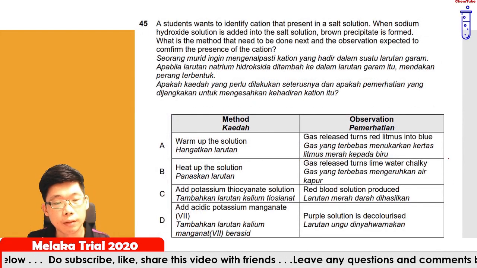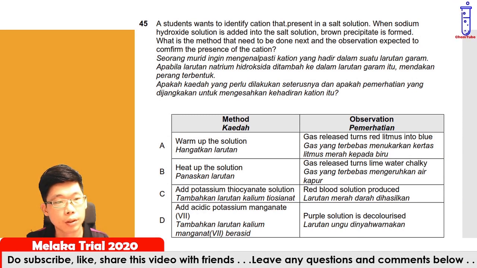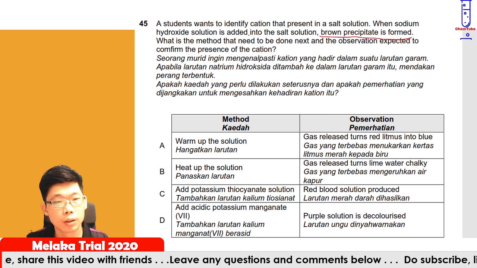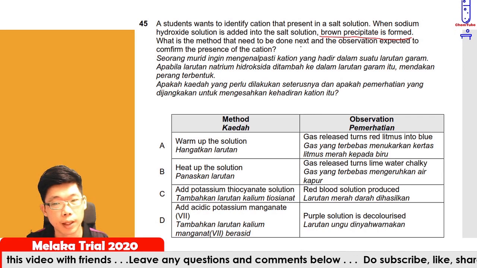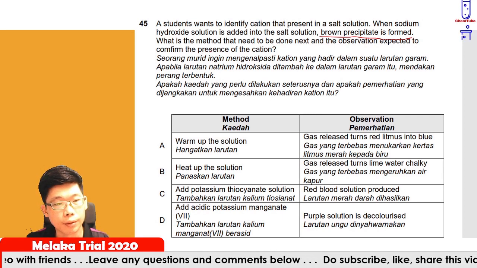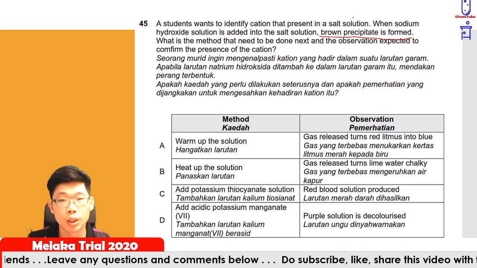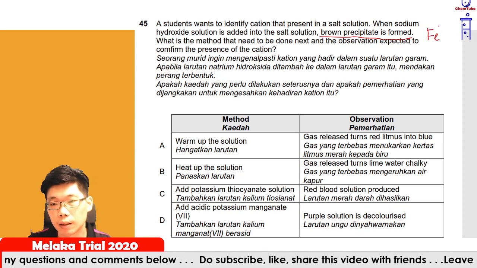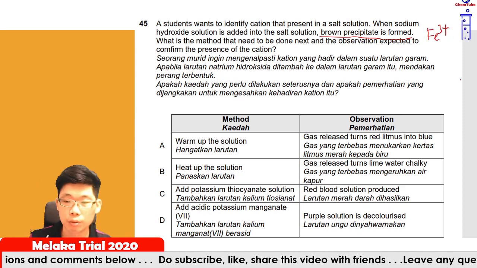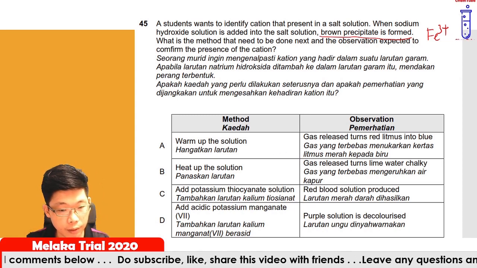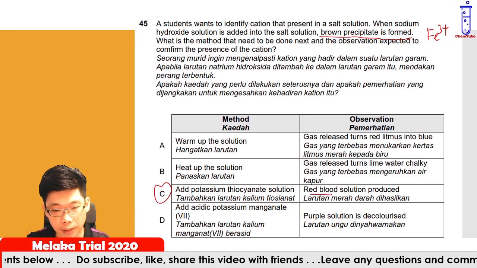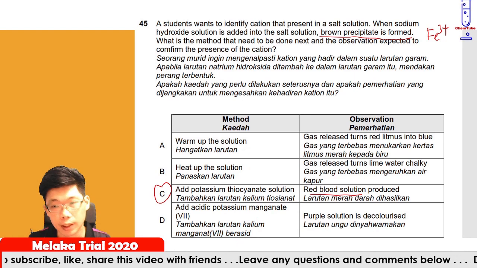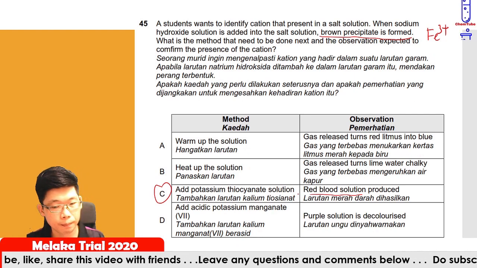Okay, 45. A student wants to identify the ions present in a salt solution. When sodium hydroxide solution is added, a brown precipitate is formed. What is the method to be done next to confirm the presence of cations? A brown precipitate is iron 3. For iron 3 we can use potassium hexacyanoferrate, which forms a dark blue solution. The others are not the confirmatory test for iron 3 ion. So C is the answer.